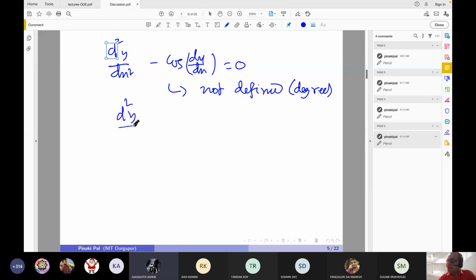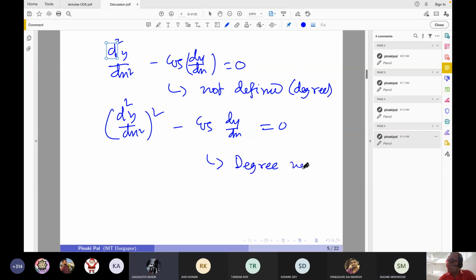Sir, here the thing is d square y by dx square whole square minus cos dy by dx is equal to 0. This is also degree not defined. Sir, whatever site or Wikipedia we search, it is showing that degree is 2. That's why I am confused. No, not defined.